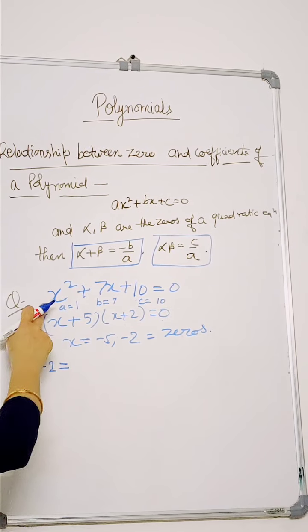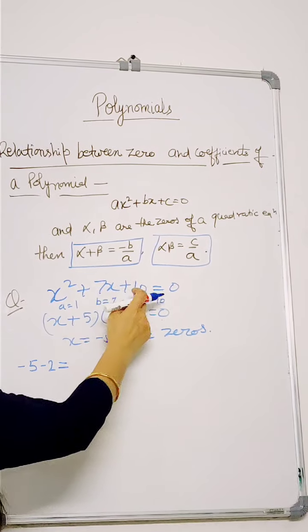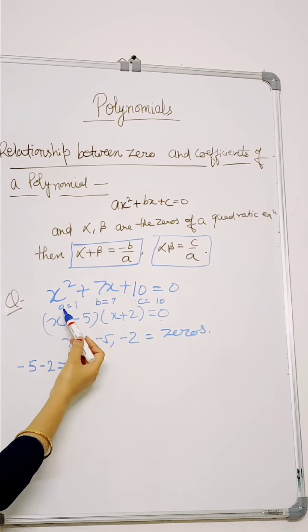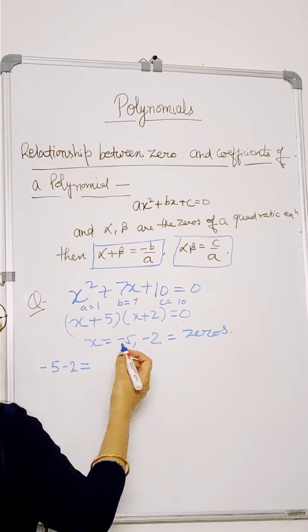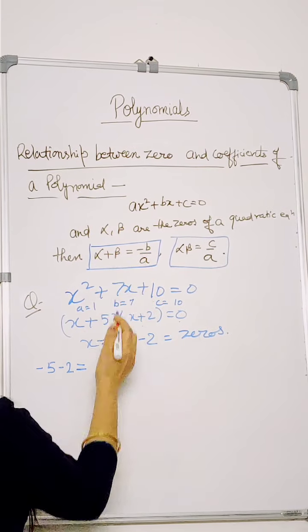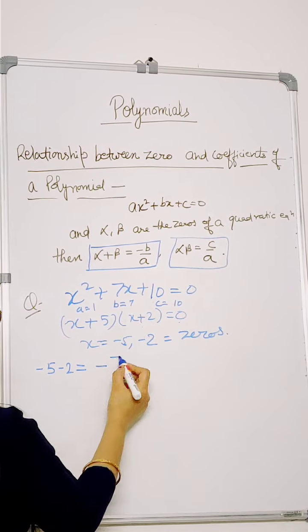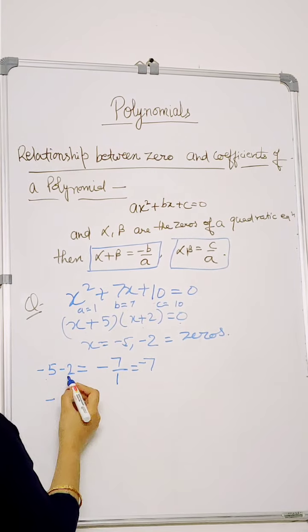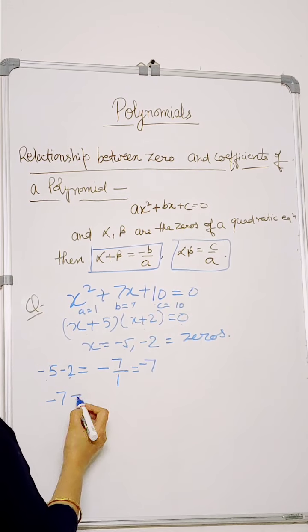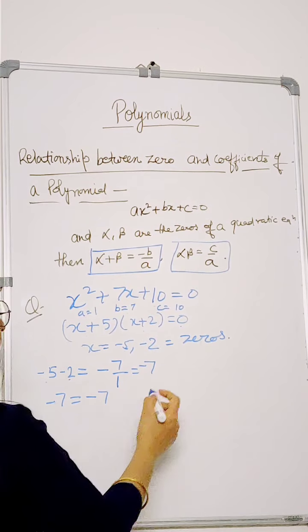If we compare this equation with ax² + bx + c = 0, then we find that a = 1, b = 7 and c = 10. Now we put the values here. -b/a means -7/1, which is equal to -7. Now we see -5 + (-2) = -7, which is equal to -7.